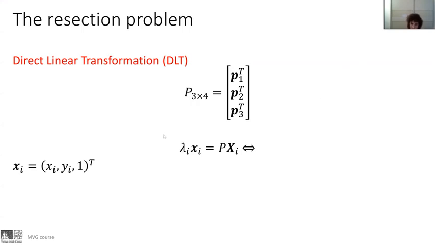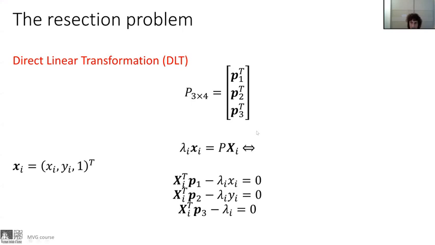Okay, these are the equations. Each correspondence gives me this set of equations. Lambda i times xi. Now I'm multiplying the first row by xi transpose and the second row by xi transpose, etc. Look at the equation and see that this is known, this is unknown, this is unknown, and this is known. Essentially, I'm getting just a linear set of equations.